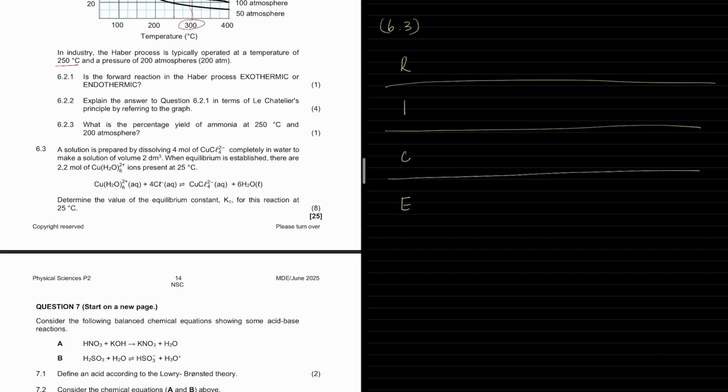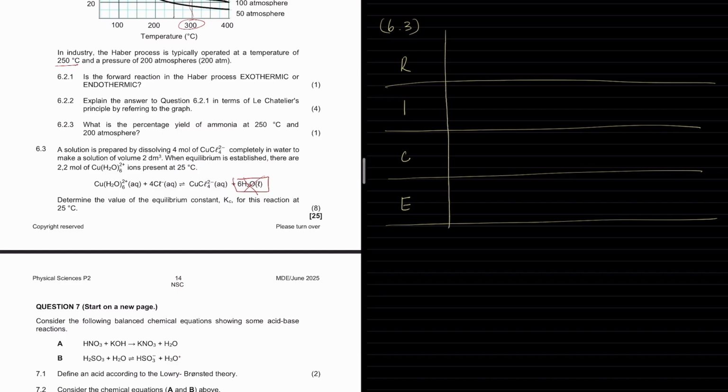So here we'll, as always, use a RICE table. So R, I, C, E. So let's construct this table. Now, we will not consider H2O in this RICE table because H2O is a pure liquid, so its concentration isn't going to fluctuate or change.